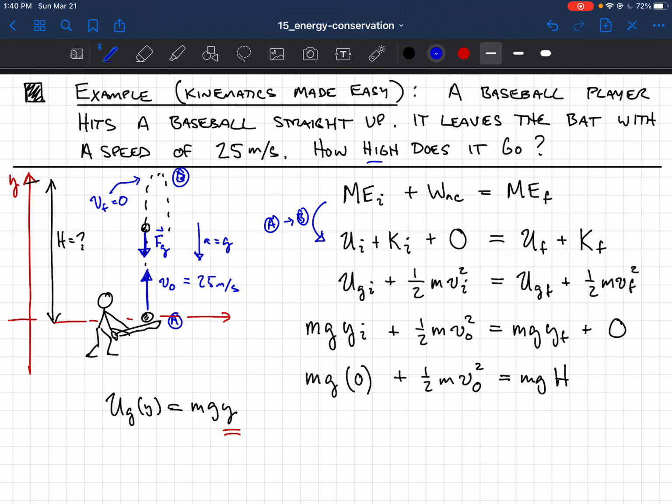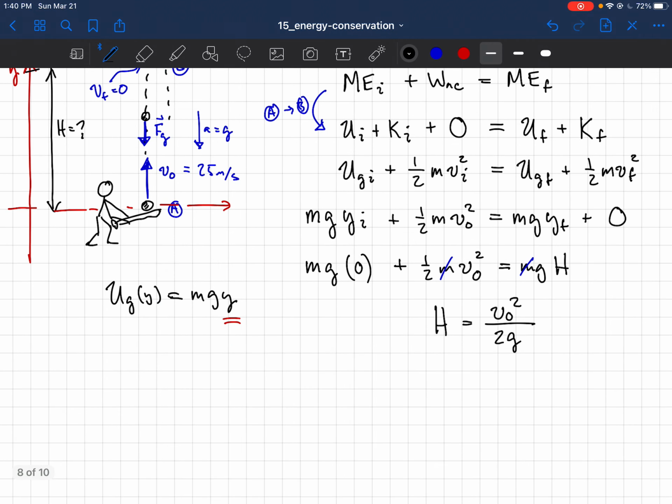Okay, what are we looking for? How high does it go? What is h? So let's solve for h. We can divide both sides by m. We can divide both sides by g, and we get h is equal to v0 squared over 2g. And now I can just plug that in to my calculator. So let's see. So we have v0 is 25 meters per second. Square that. Divide by 2, divided by 9.8, and I get 31.9 meters.